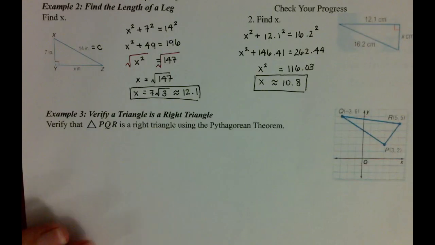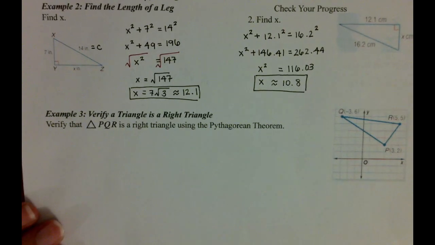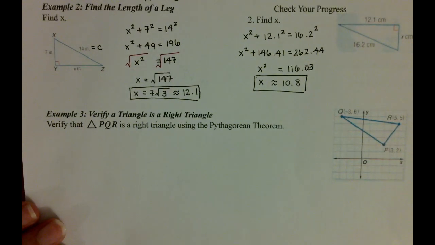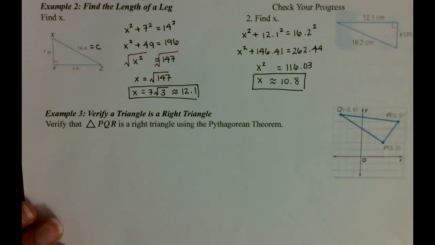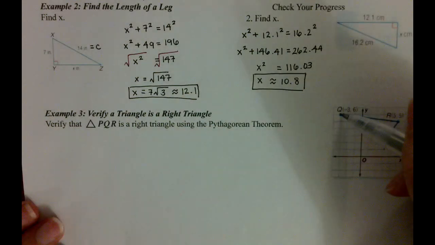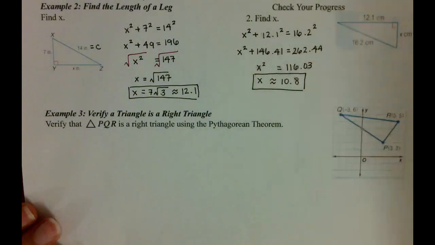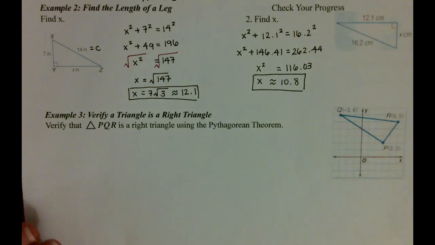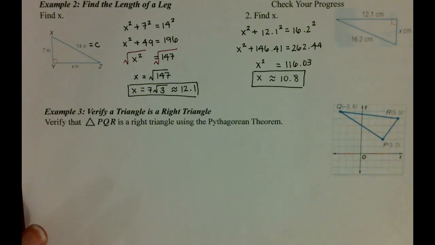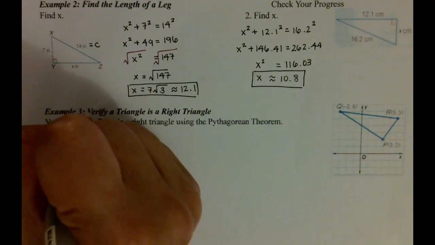Here, it says to verify that a triangle is a right triangle. Before, when we did our coordinate geometry and our coordinate proof, we just found the slope of this and the slope of this, and if they were perpendicular, they had to have formed a right triangle. But here, since we're practicing the Pythagorean theorem, we're going to use it. We're going to find the distances of each of these sides. So let's start with PQ.